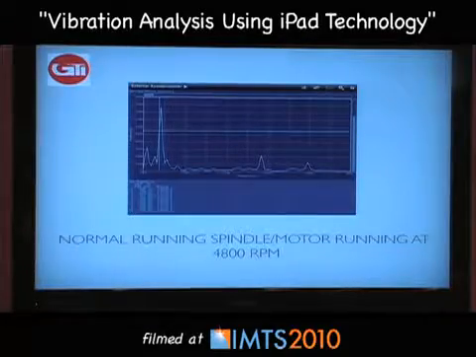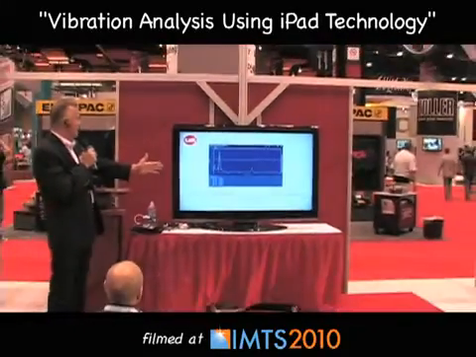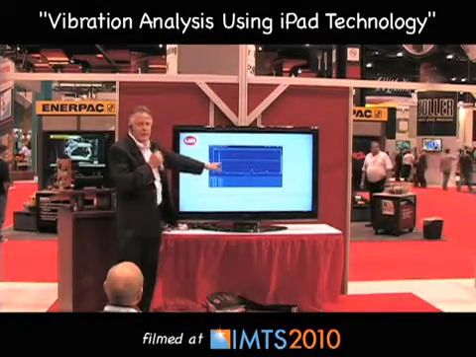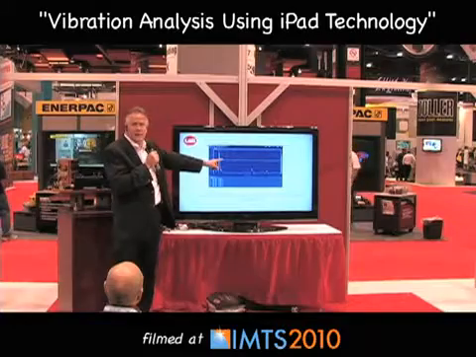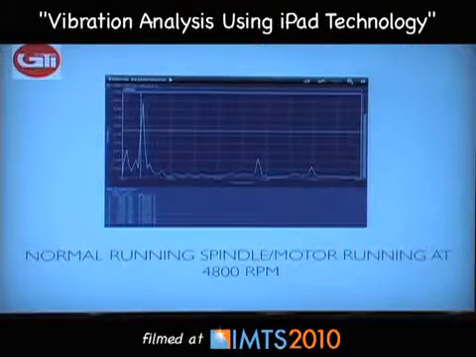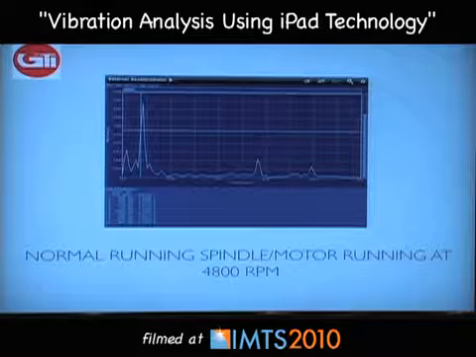And this is a normal running spindle motor running at 4,800 RPM. And as you can see, you very easily can find the running speed, because in most cases in a good running unit, that should be your highest point. Bearing levels and misalignment levels should never run above running speed.